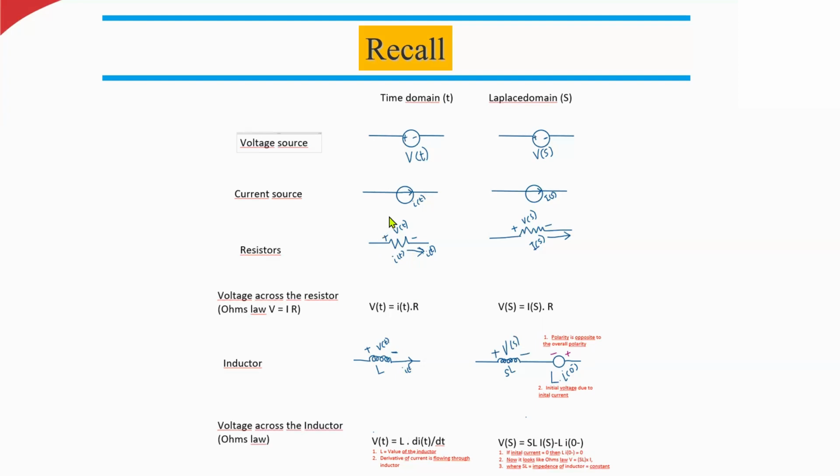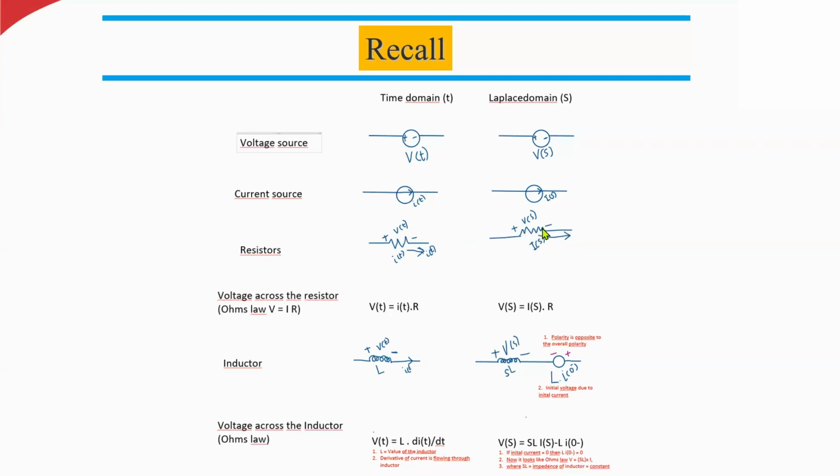Now if you want to do the same in the S domain, you have to represent the same resistor in the S domain. How can you do that? You draw the same circuit like this, the same resistor, and the polarity is also the same.